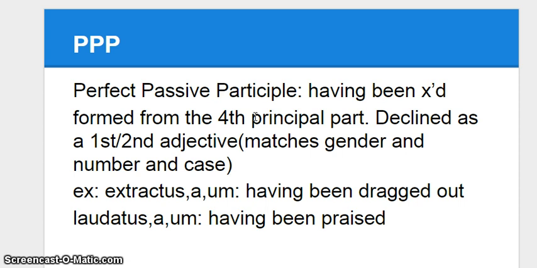Example, extractus, having been dragged out. Laudatus, having been praised. Those are the two most common examples of PPPs. As you can see, it has the adjective endings. Therefore, if the noun that you are modifying with this PPP is masculine and plural, you would have laudati with an I. So you just go according to what it's modifying. And PPPs tend to modify nouns and you translate them passive. Do not forget the passive part, such as having been X-ed, having been whatever, but don't forget that part.